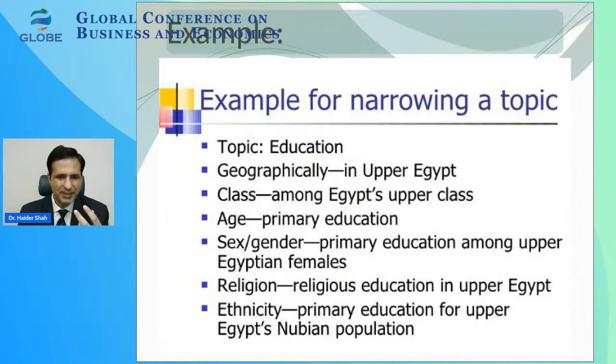So here the topic is, for example, education. We target the geographical location, which is Upper Egypt. The class is among Egypt's upper class. Age could be primary education. Gender could be primary education among the upper Egyptian females only. Religion could be religious education in Upper Egypt. Ethnicity is primary education for Upper Egypt's Nubian population. So this is how you narrow down the topic.